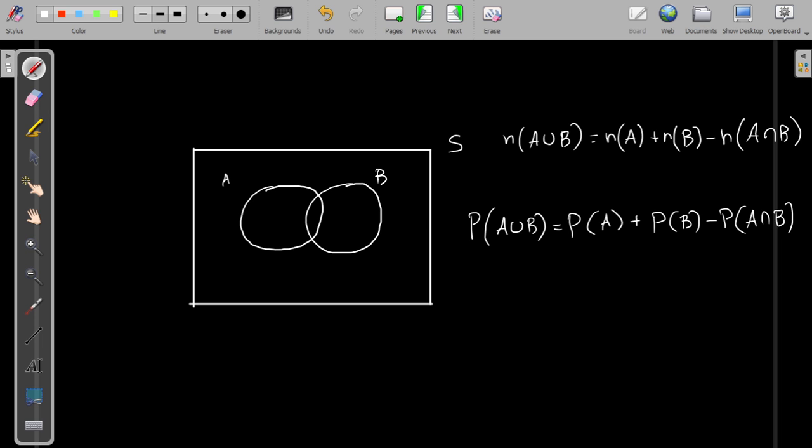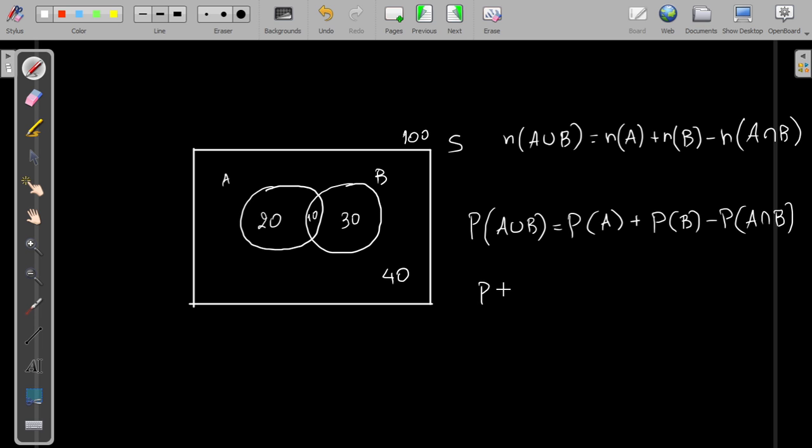Let's have this example. My sample space is 100. Here I have 20 elements, 10 elements, and here I have 30. Obviously, all the other elements will be how much? 20 plus 10 is 30, plus 30 is 60. So outside I have 40 elements.